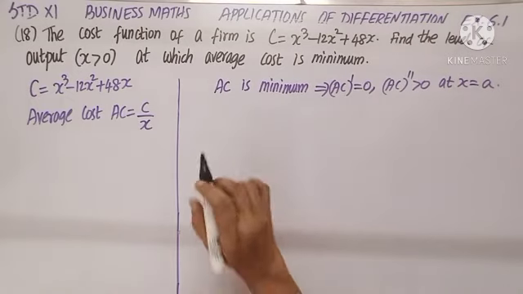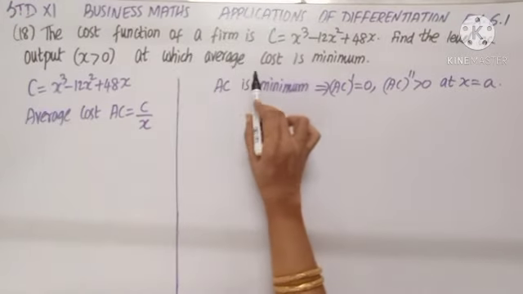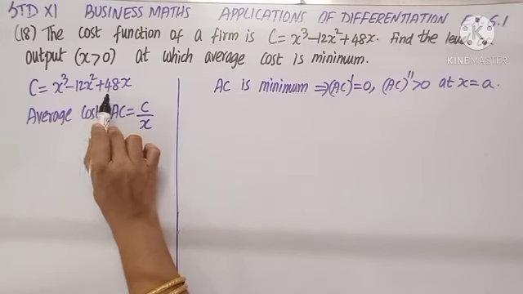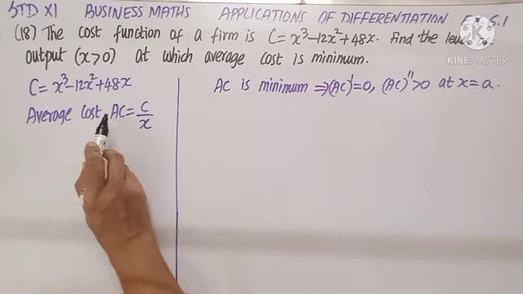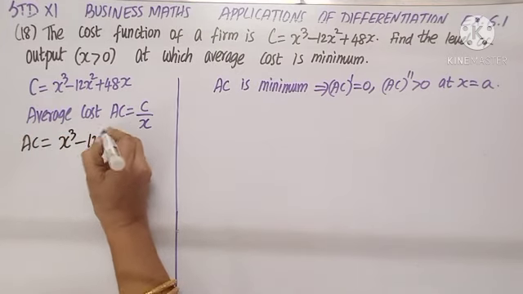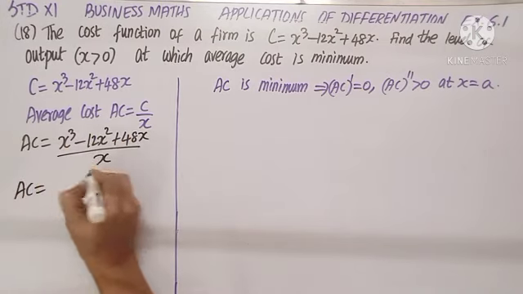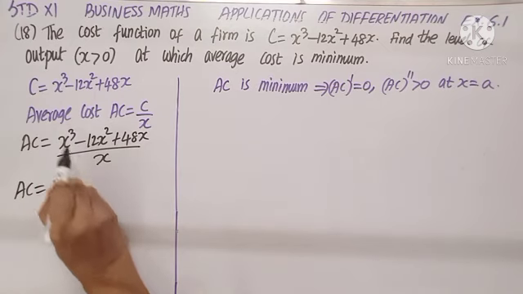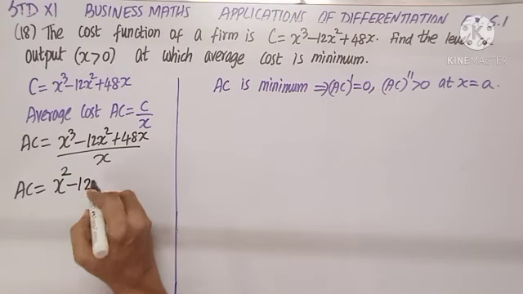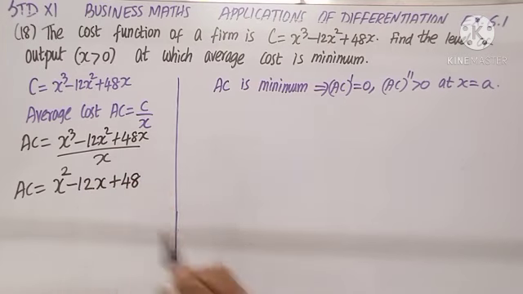18th question, the cost function of a firm is given. Find the level of output at which average cost is minimum. C equals x cube minus 12x square plus 48x. Average cost is C by x. As we divide x cube minus 12x square plus 48x by x, every term is divided by x. X cube by x, x square, minus 12 x square by x, x, plus 48 x by x gets cancelled.